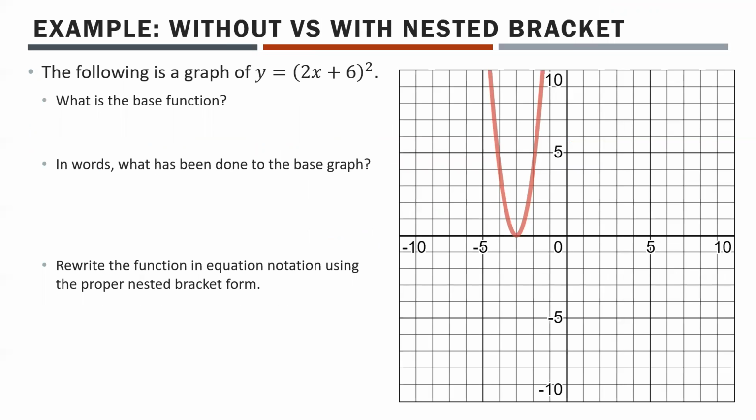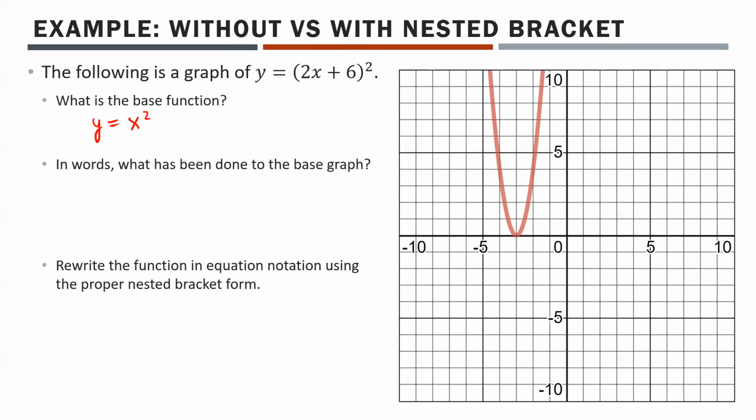So here's an example, both without and with nested brackets. The following graph right here is a graph of y equals (2x + 6) squared. Here's my first question. What is the base function here? What function do we base all of these transformations off of? Strip away any of the weird stuff happening to this. What you'd be left with is just y equals x squared, a basic quadratic. That would be our base function in this case.